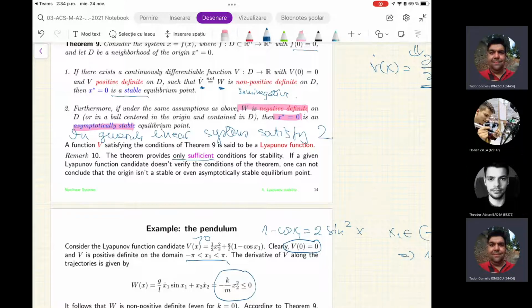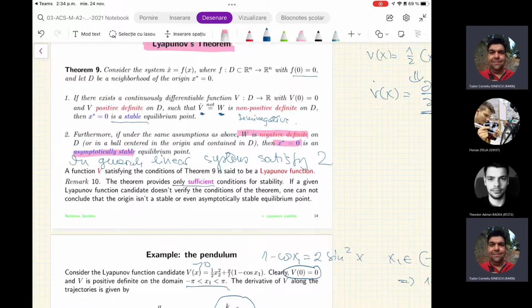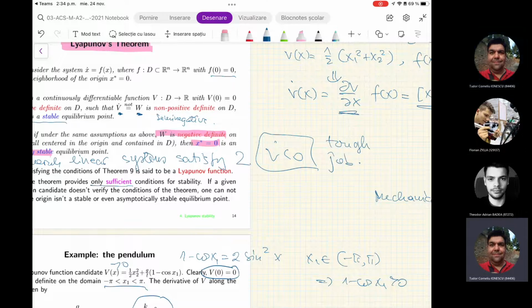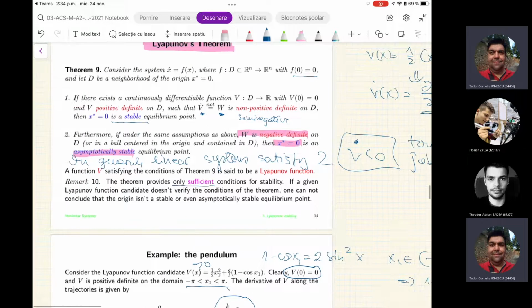For most of the nonlinear systems, however, it's sometimes very difficult or maybe impossible to find such a Lyapunov function. V is called a Lyapunov function. It's hard to find one having V dot negative. This is a difficult condition, a tough job to find. Most of the time this is not possible, whereas in the linear case this is always possible, and we'll have examples about that.